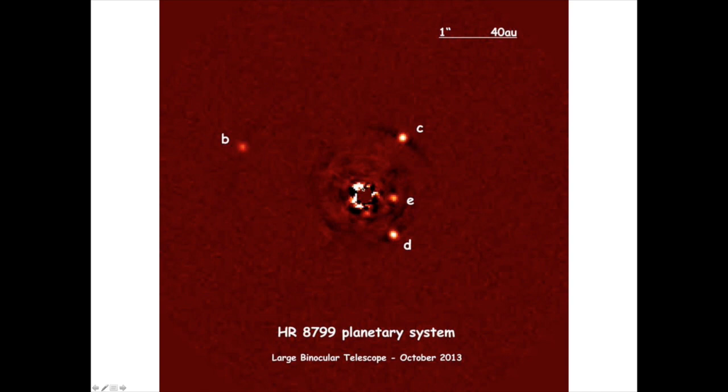The advantage of the Large Binocular Telescope, using a new modern technique developed by astronomers at the University of Arizona, is we're getting our clearest look at the innermost of these planets, E.